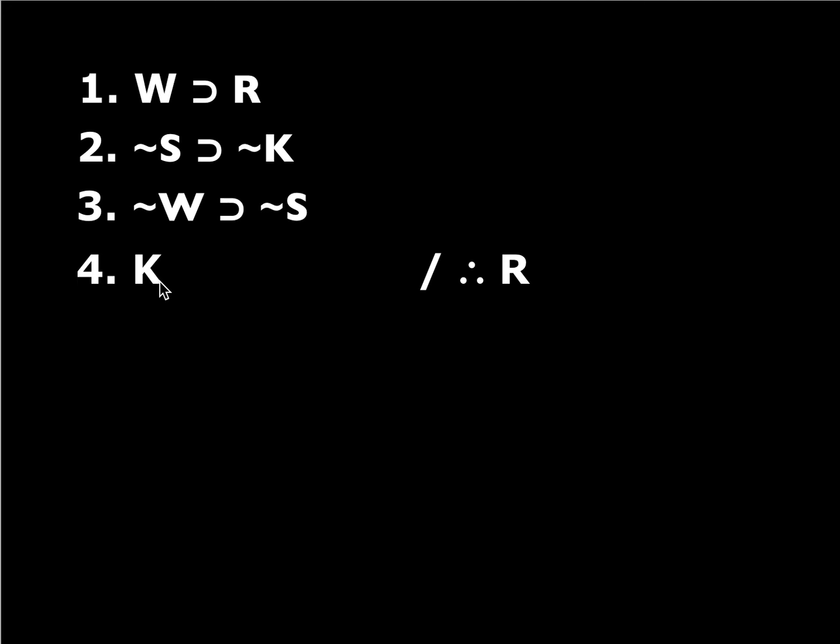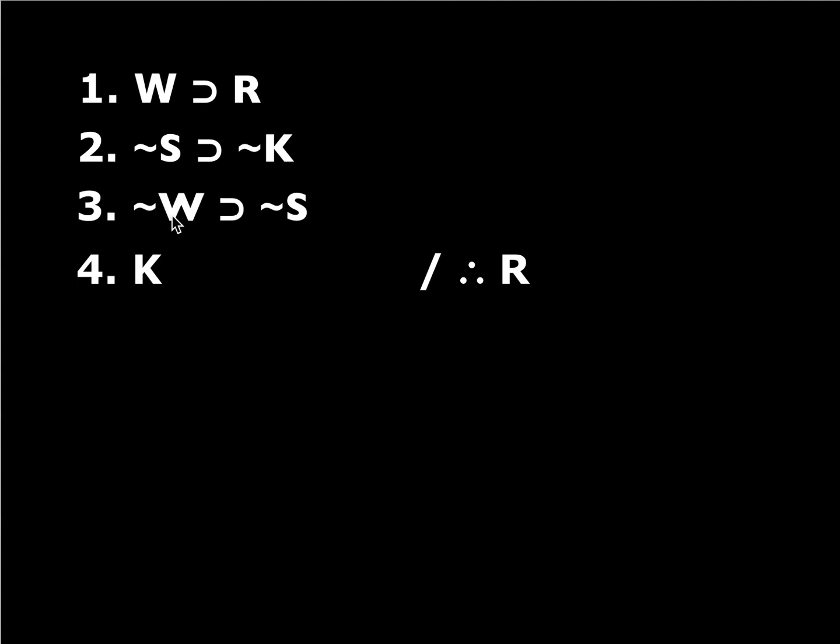How about modus tollens? Now for modus tollens, we would need a conditional, and we'd need the negation of the consequent. Okay, so here's a conditional. Do we have not R anywhere? Nope. Here's a conditional. Consequent is not K. Do I have K anywhere? That's the negation of this. Yes. Okay, so if I wanted to, I could do modus tollens on 2 and 4.